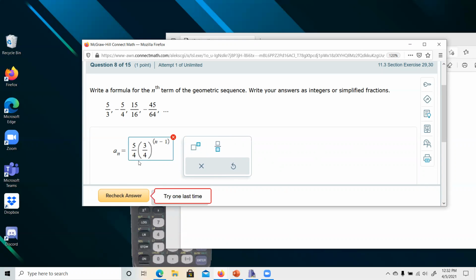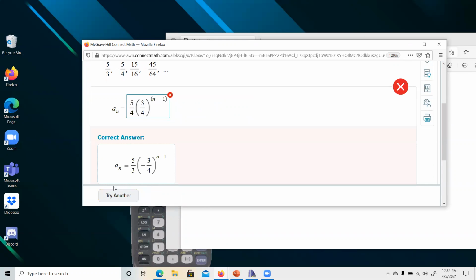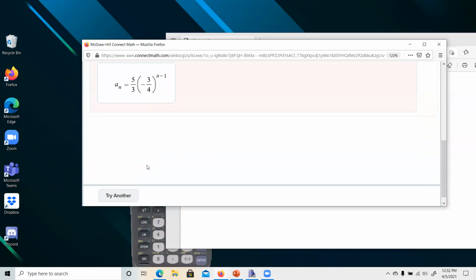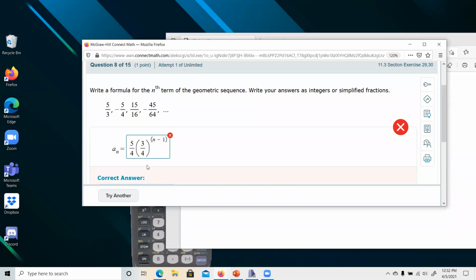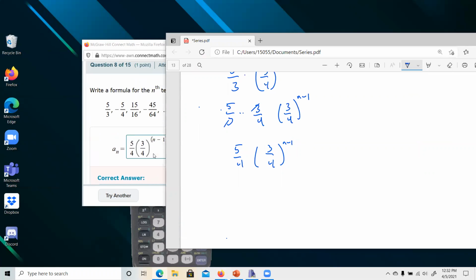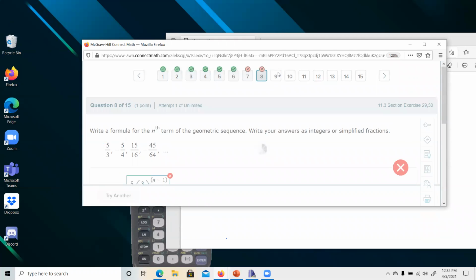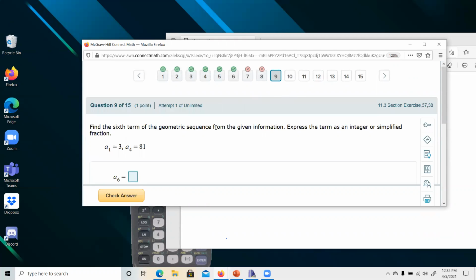Still didn't. I don't know what I'm doing with this one. Oh, I forgot the negative sign. Oh, how silly of me. Okay, well, we'll learn for that one. I even pointed it out. I was like, oh, it's alternating, so we're gonna need a negative. Okay, careless.